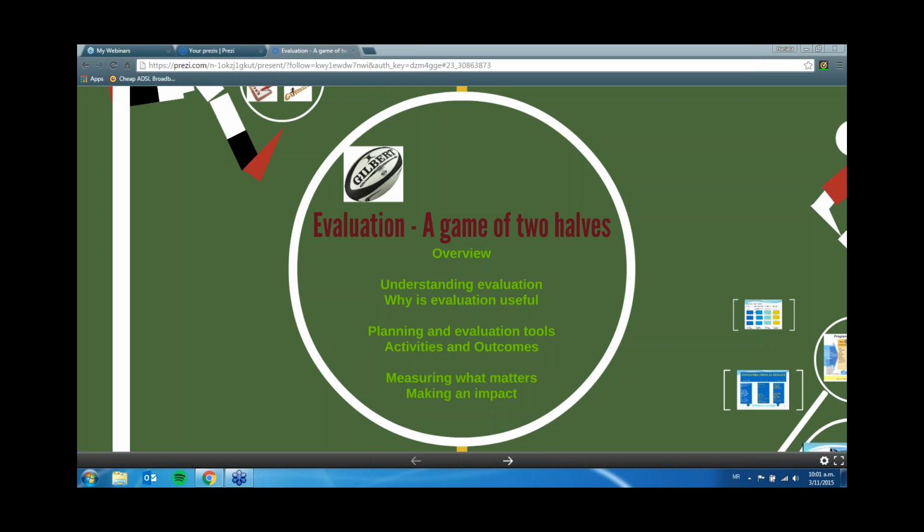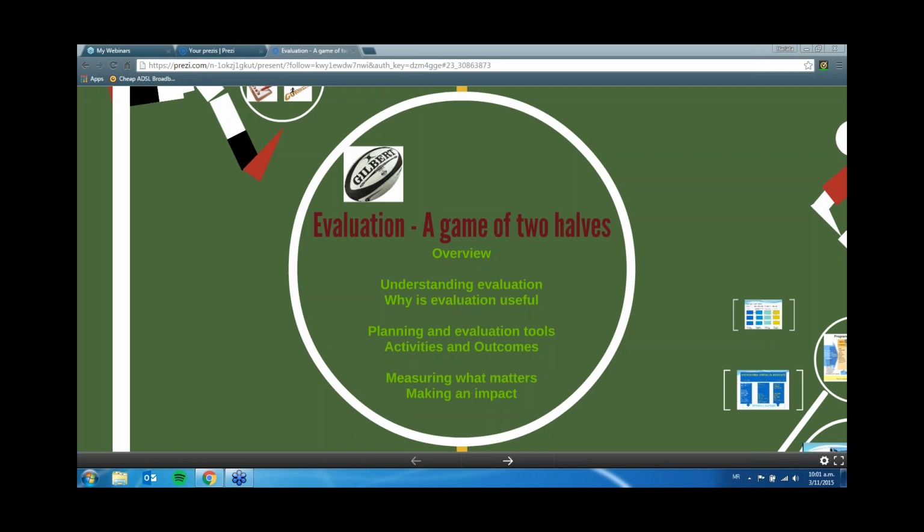Then we're going to move on to using them as planning and evaluation tools and digging down to understanding activities and outcomes. So we've got the title of the webinar as a game of two halves, and evaluation for me is about those two halves, activities and outcomes. They're the two key components that keep programs online, and they make sure that things are being delivered as they should and achieving the results that they're meant to.